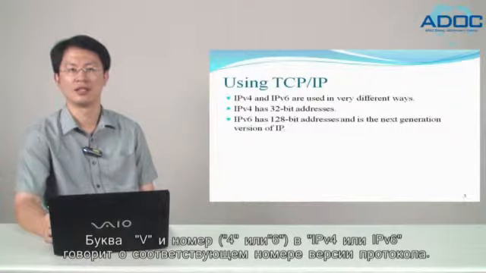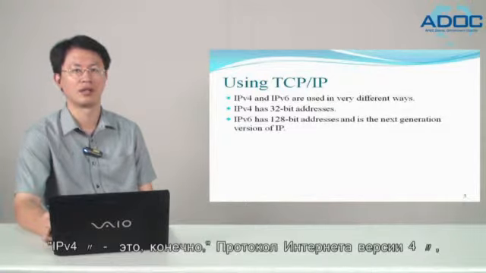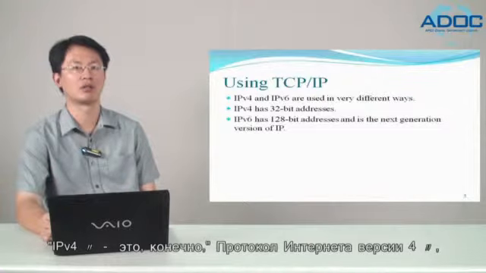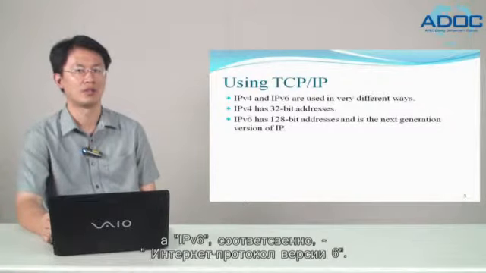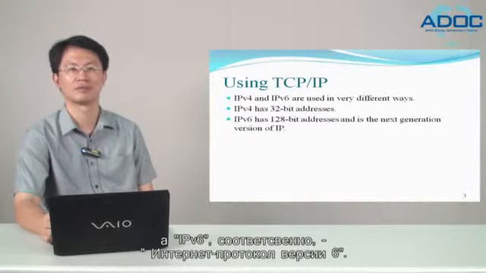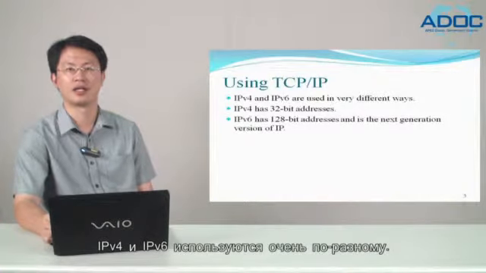So the V and the number 4 or 6 in IPv4 versus IPv6 refers to the related protocol version number. IPv4 is, of course, Internet Protocol version 4, and IPv6 is subsequently Internet Protocol version 6. And IPv4 and IPv6 are used in very different ways.